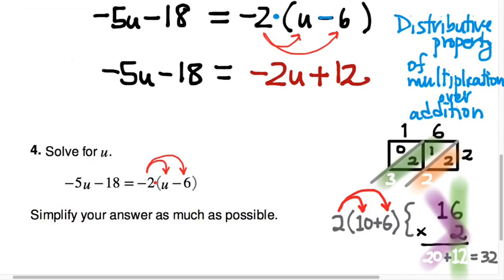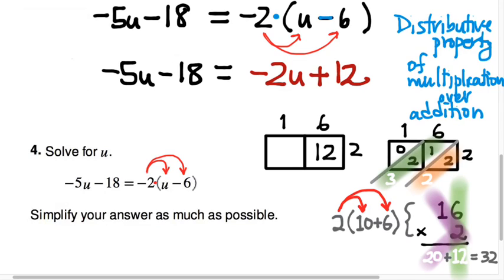Another way to do this without the diagonals, because we're going to end up ditching the diagonals later on, is just to write it as, so this connects it to the version we did before, 16 by 2. 6 times 2 is going to give me 12. Make this 10 times 2. That's going to give me 20. And then all I have to do is add the 20 and the 12 to get my 32. So that's the distributive property of multiplication over addition in action.